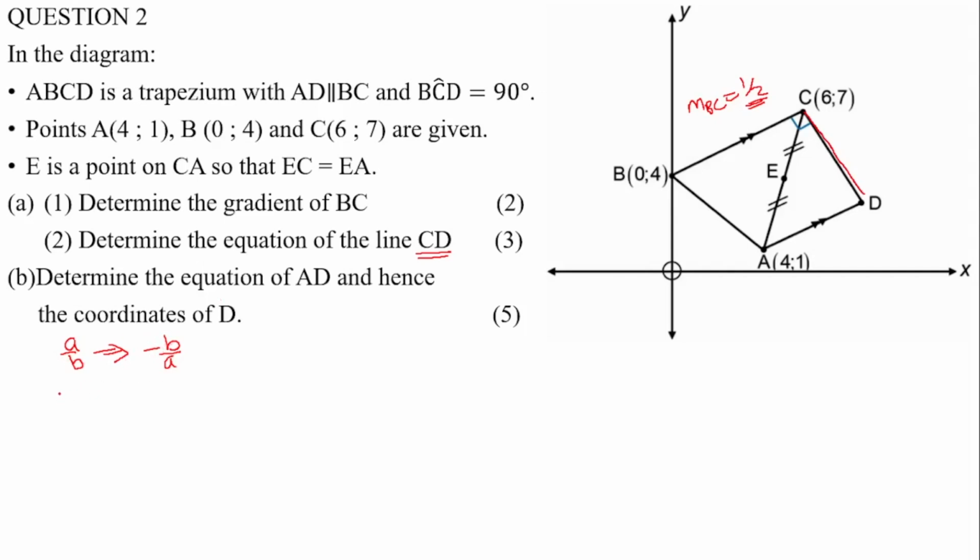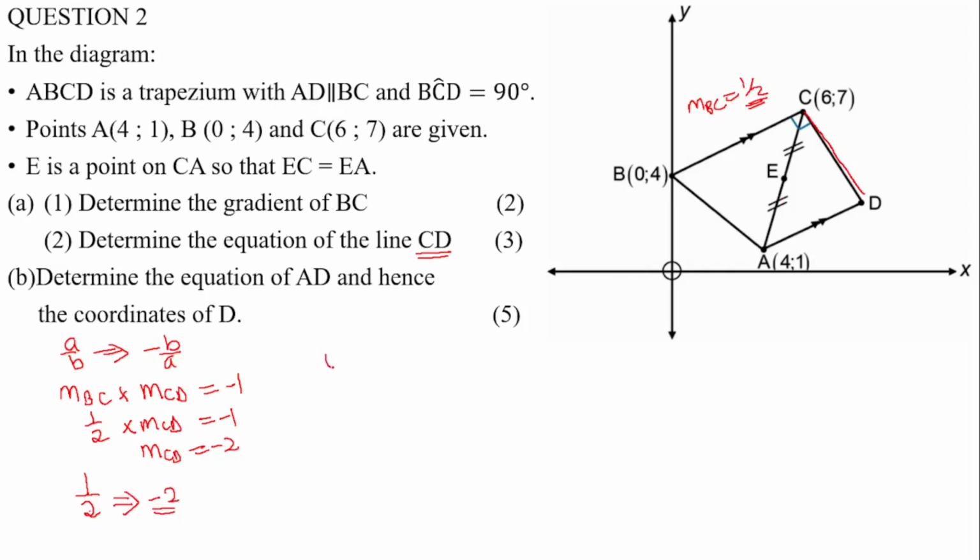But remember, we can also use the fact that the gradient of BC times the gradient of CD must give us negative 1. Okay, and then you say 1 over 2 times the gradient of CD is equal to negative 1. Then you multiply by 2 on both sides of the equation. You still get the gradient of CD is equal to negative 2. But just this, the negative reciprocal of 1 over 2 is negative 2 over 1, which is just negative 2. Okay, so now we have the gradient of CD, so we can find the equation.